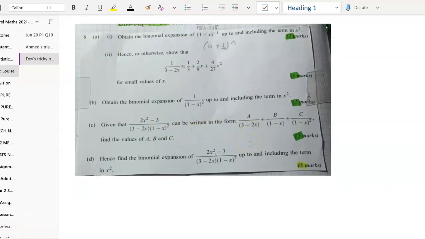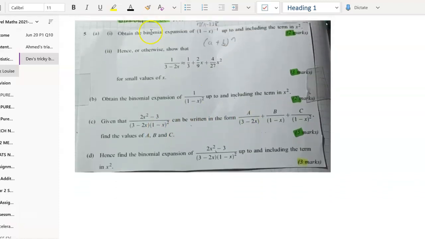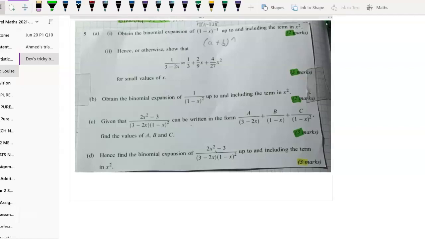Right, so it's time to do a binomial now. Dev's sent me this because he's not sure what to do on part D. But for those of you, hopefully we're all right with part A, part 2, but let's just do it anyway. So (1 minus x) to the minus 1.